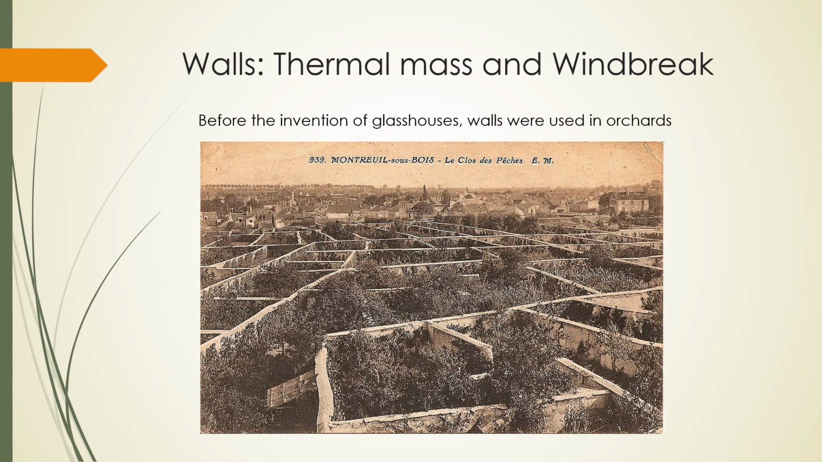The French were in love with pears. I think they had 800 types of pears. Here you can see how they're using rock walls to behave as windbreaks, but also thermal mass for the pears.